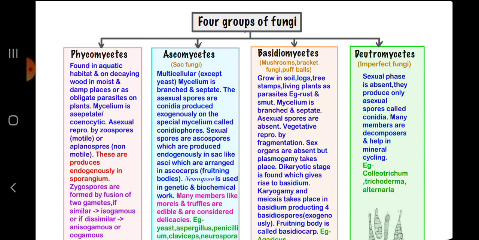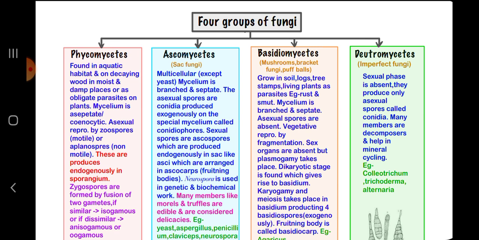Phycomycetes are found in aquatic habitat, on decaying wood and in moist and damp places. Spores are produced endogenously in sporangium. Ascomycetes are sac fungi, that is multicellular. Mycelium is branched and septate. The asexual spores are conidia, produced exogenously on the special mycelium called conidiophores.